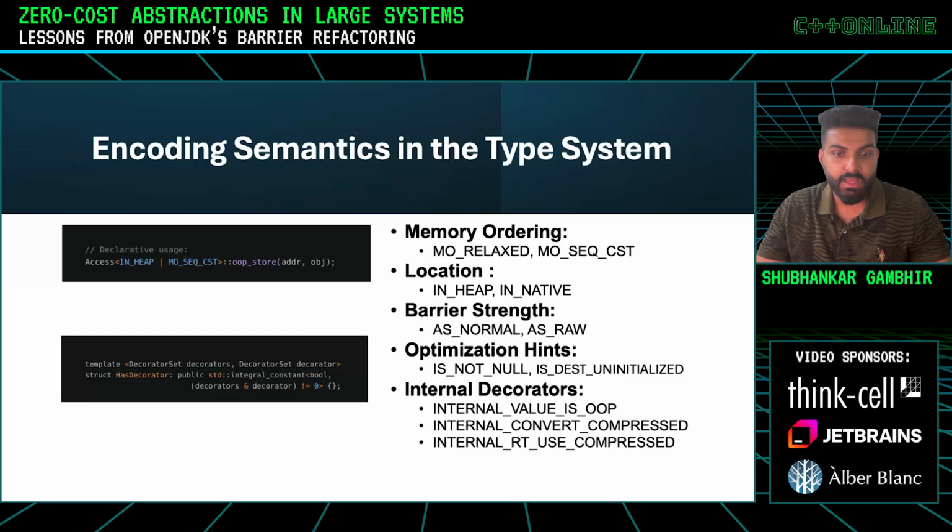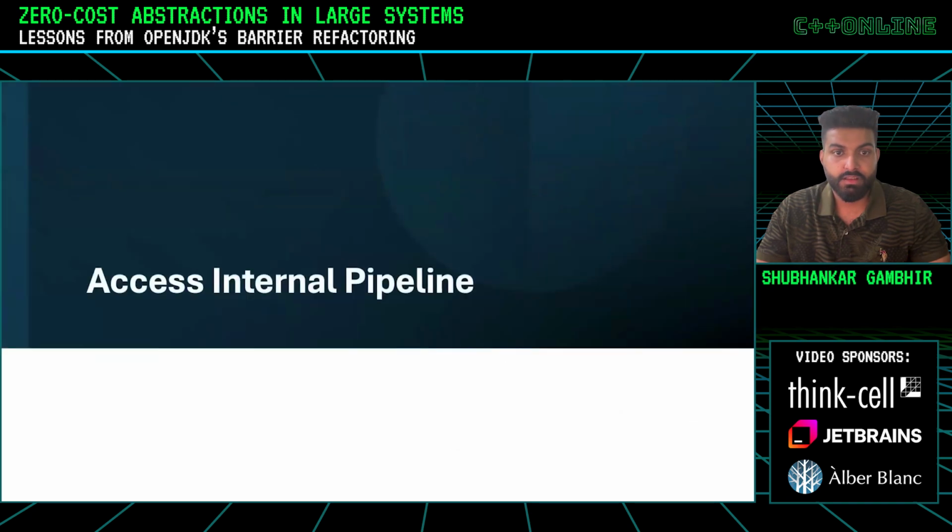With this vocabulary established, let's trace an actual memory write through the 5 steps of the internal pipeline. So the developer has typed access with the decorators in heap and MO relaxed, OOP store address object. The public API has captured the intent. Now we hand it off to the internal pipeline. This is the metaprogramming engine that wires the intent to the correct GC implementation.